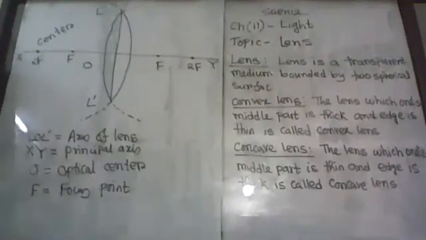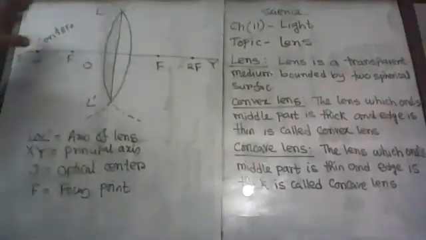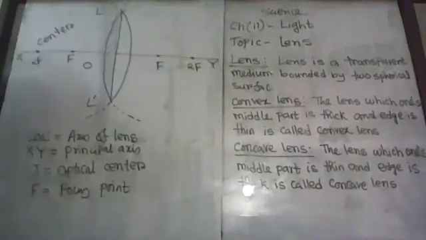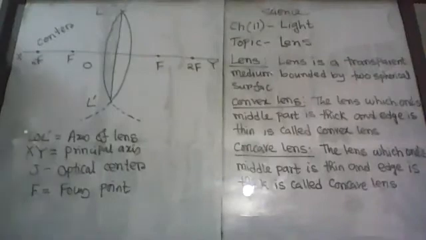Because all of the light incident on the lens coincides on the focus point, they just meet at the focus point. That's why you can see that the focus point is the brightest point. I'll draw it later, no problem.